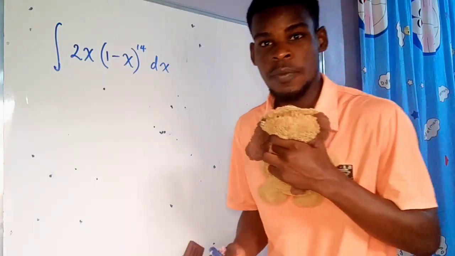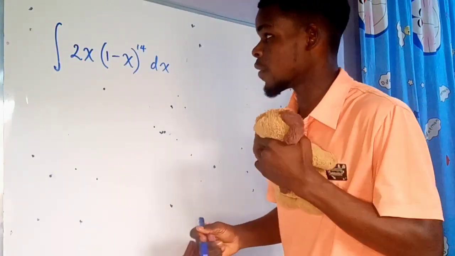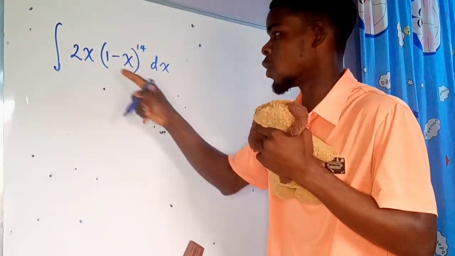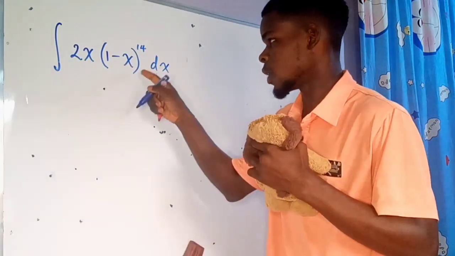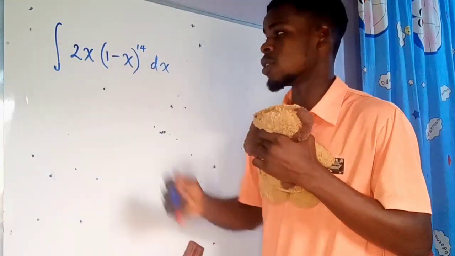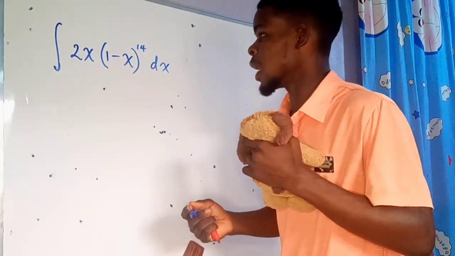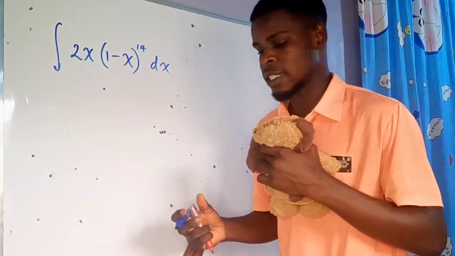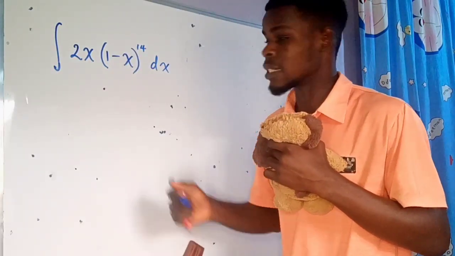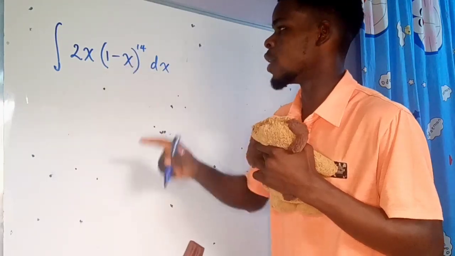Okay, now in this video, we want to find the antiderivative of this function. So we have the function to be 2x times 1 minus x, and then we raise that bracket to the power 14. Okay, I'm going to start with a u-substitution, and that is motivated by the fact that I want to get a single term inside this bracket.